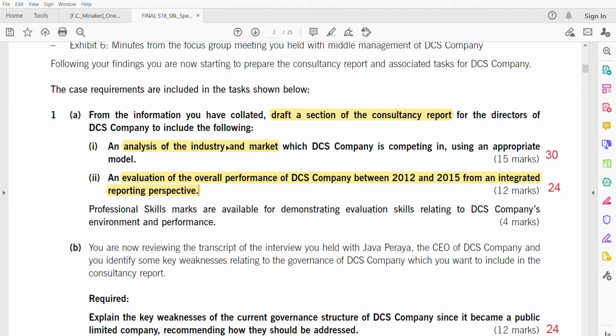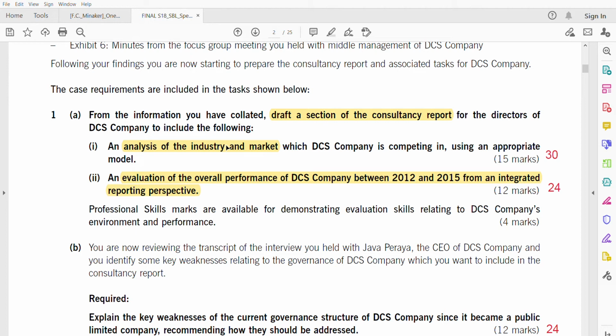Here what they're talking about is the 6 capitals under integrated reporting. So now your knowledge will help you. If you don't know the 6 capitals under integrated reporting, you are going to lose. Here you don't have a choice, unlike in the first part where they told you to use an appropriate model. You could use Pestel or Porter's 5 forces. But in the second one, you don't have such an option. They have clearly specified from an integrated reporting perspective, so you have to use integrated reporting.